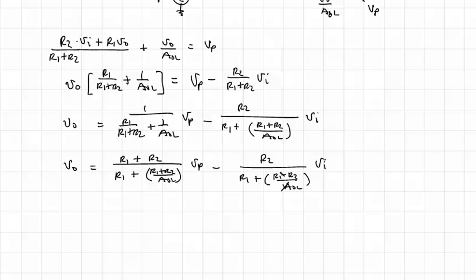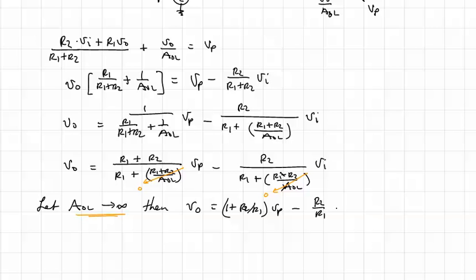Okay, and we can check our result by considering if AOL goes to infinity. And we see that for the first term, if this happens here, then this guy will go to 0, and this guy will go to 0, and we will end up with our 1 plus R2 over R1, VP minus R2 over R1 times VI. And that's what we found before.